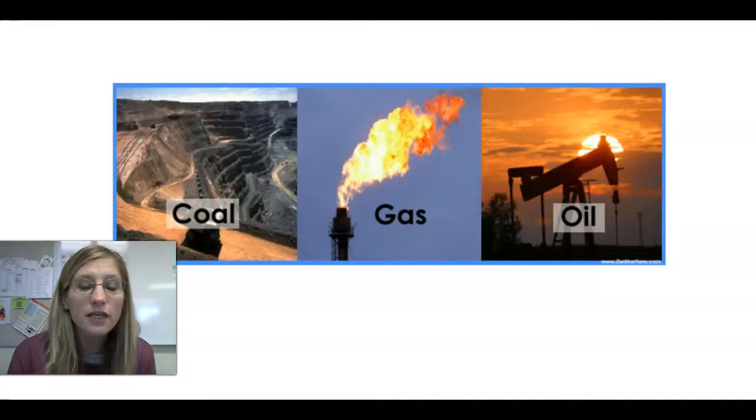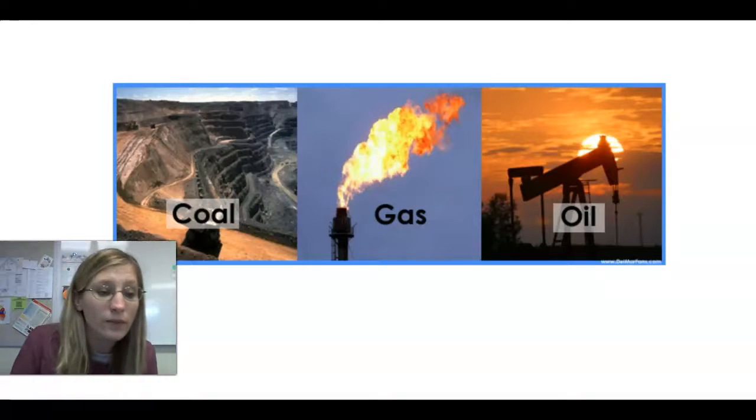That means it takes millions and millions of years before they can be renewed again, or before they can make more coal, gas, or oil. So not in our lifetime can you find more gas, coal, or oil.